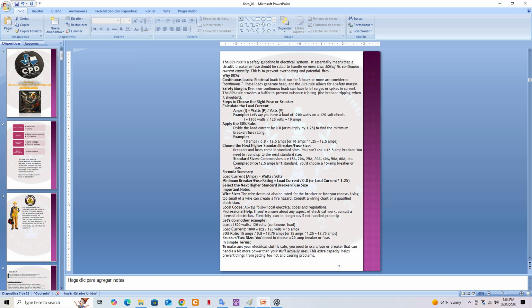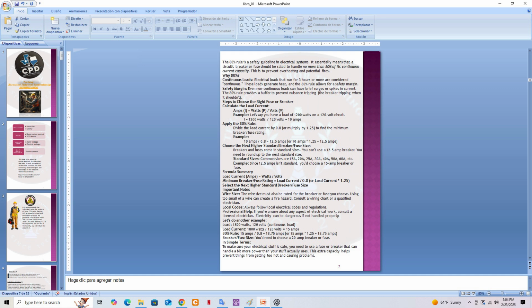Local codes. Always follow local electrical codes and regulations. Professional help. If you are unsure about any aspect of electrical work, consult a licensed electrician. Electricity can be dangerous if not handled properly.